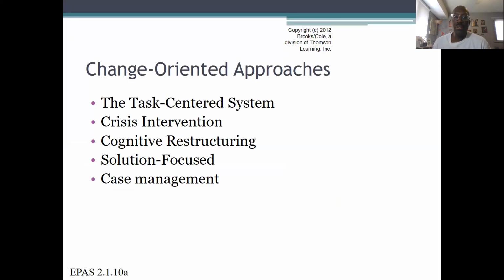So there are 5 that we're going to look at. We have your task-centered systems. We have crisis intervention. We have cognitive restructuring, solution-focused, and case management. So these are all different types of approaches that you can utilize that have different methodologies and different skills and tasks and steps that are needed to do the work with the client.